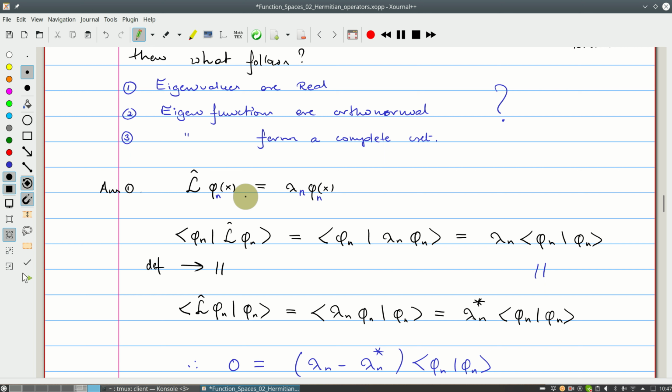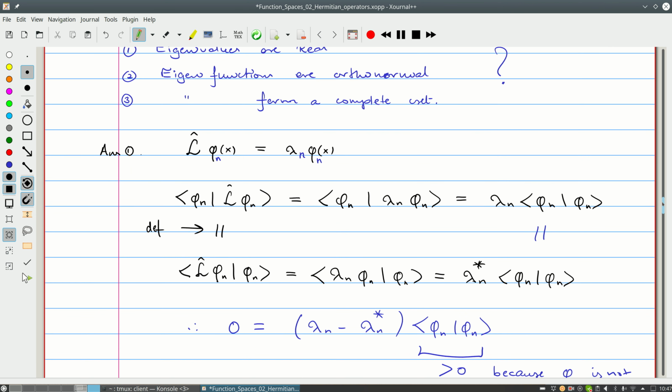Now, if there are an infinite number of phi n's, then when we construct our proofs, we have to examine the convergence of all our series. We can't assume that series are going to converge. And this is what makes the proof of number 3 more difficult. Now, the proof is given in advanced texts. It's not present in Riley's book or in the book by Arfken, but you will find it in the book by Stone and Goldbart.